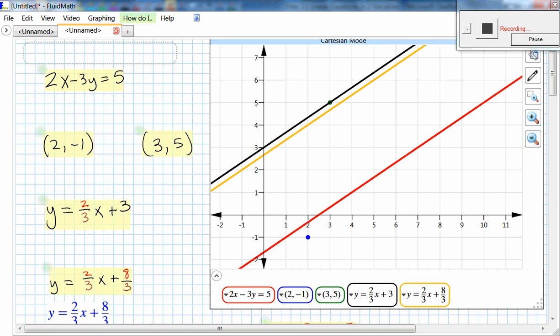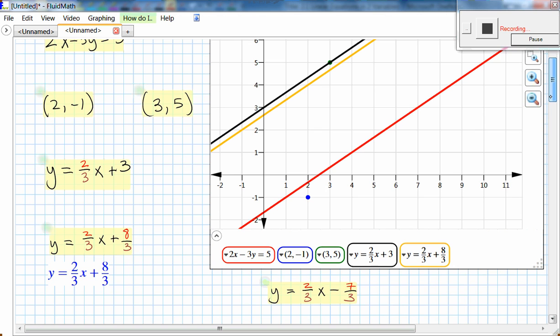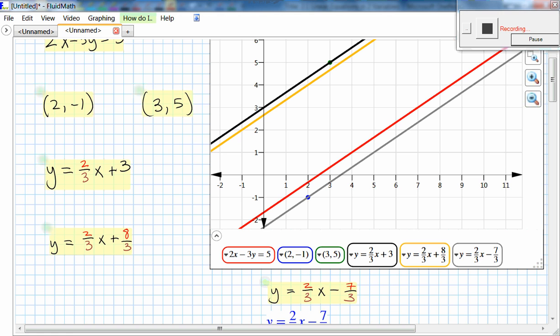All right. One of those does not go through. Which one? The 2/3 x plus 8/3. That's for the blue dot. That doesn't. That does not go through, right? What about this one? That one definitely does. All right. So which one doesn't? 2/3 x.